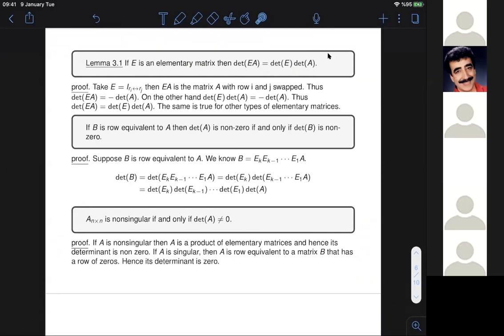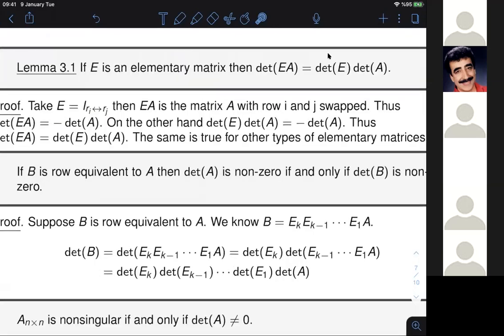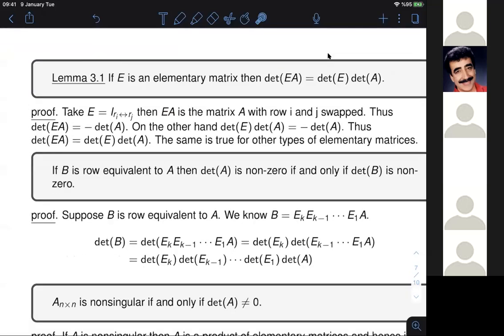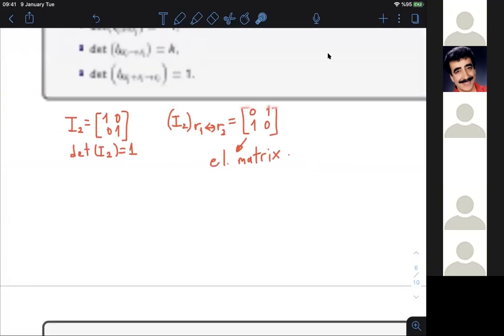Okay, so let's look at the proof of this one. So here I'm just taking one of these elementary matrices. This proof can be repeated for other types of elementary matrices as well. So let's just look at this row swapping elementary matrix. Now, what does it mean to multiply a matrix by an elementary matrix from left? Well, this is simply doing this elementary row operation on A, right? So let's just look at this one.